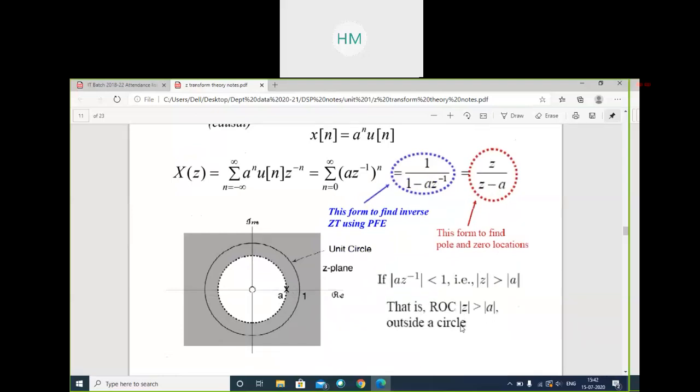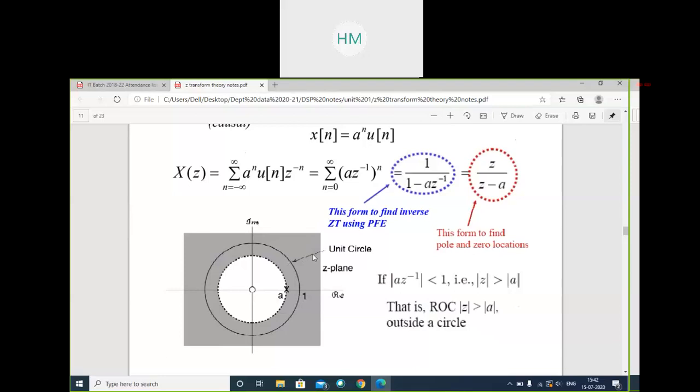So first, how will we plot the ROC? I will draw two axes, real and imaginary. I will first draw the unit circle for r equal to 1. This is my unit circle. You can see it very well with the cursor. This whole region is my z plane.